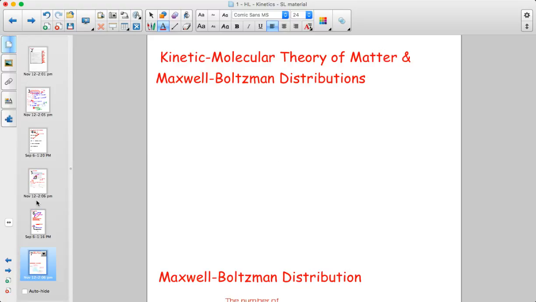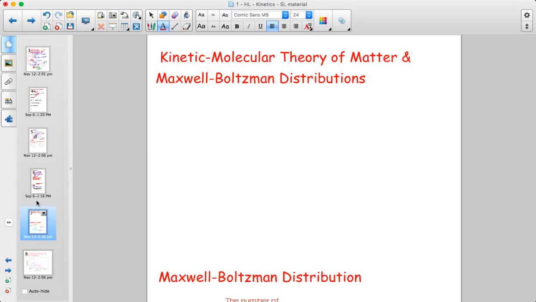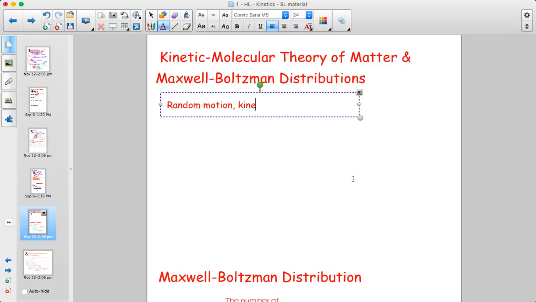Okay. Final topics in SL have to do with what's called the kinetic molecular theory of matter and the Maxwell-Boltzmann distributions. So kinetic molecular theory talks about how particles in any state of matter have kinetic energy and random motion. The idea is, when you look at a substance, whether it's solid, liquid, or gas, they have kinetic energy, but they don't all have the same energy.